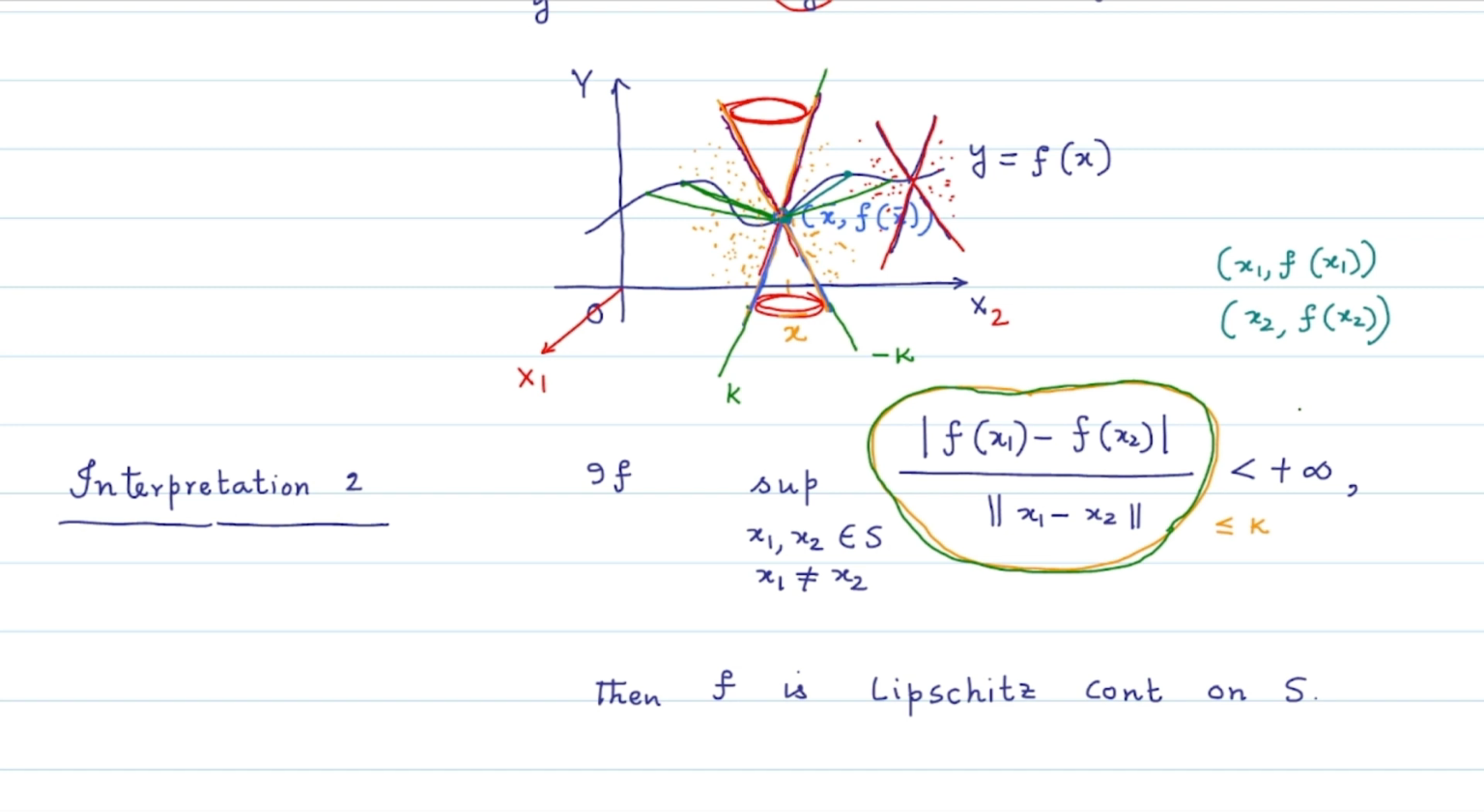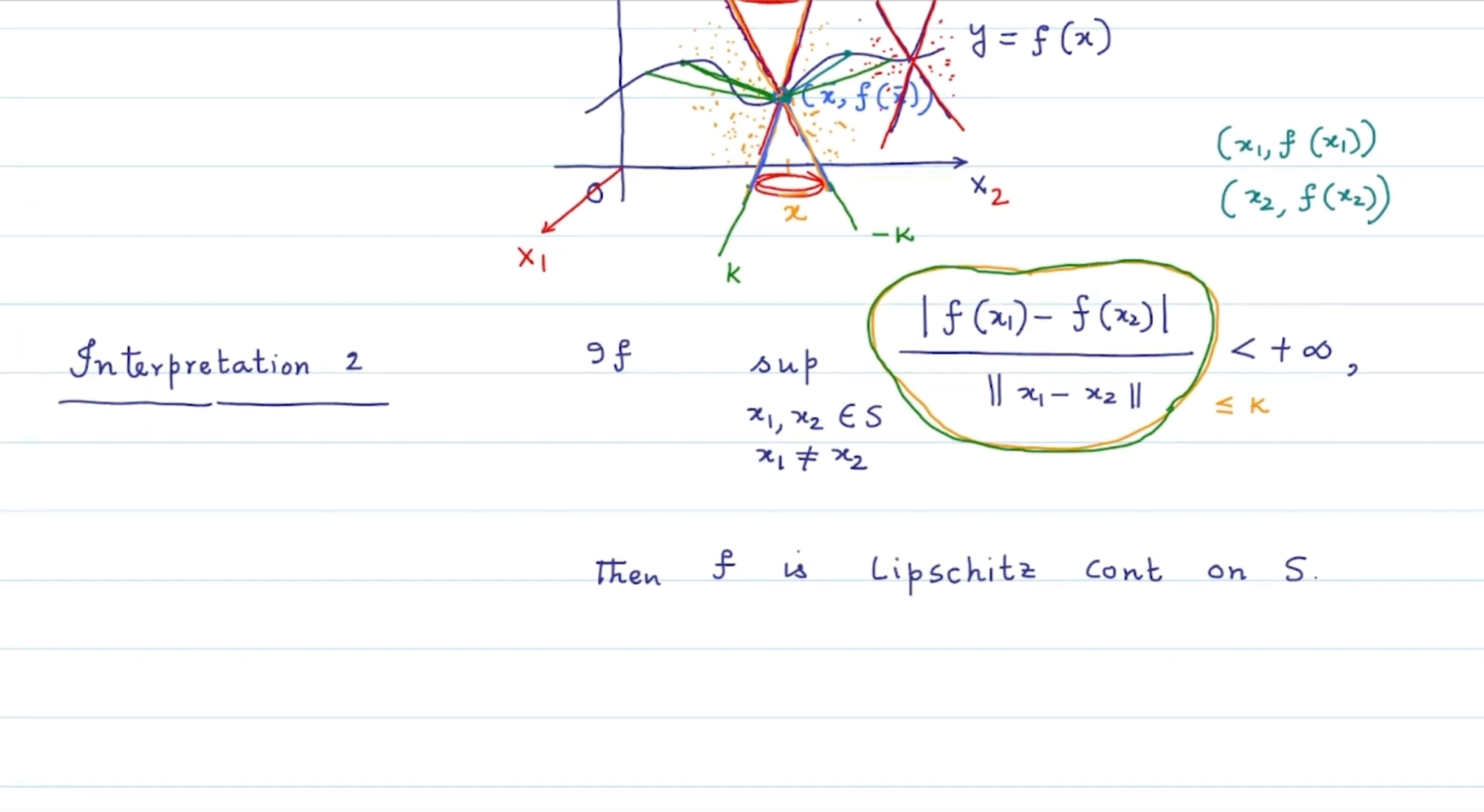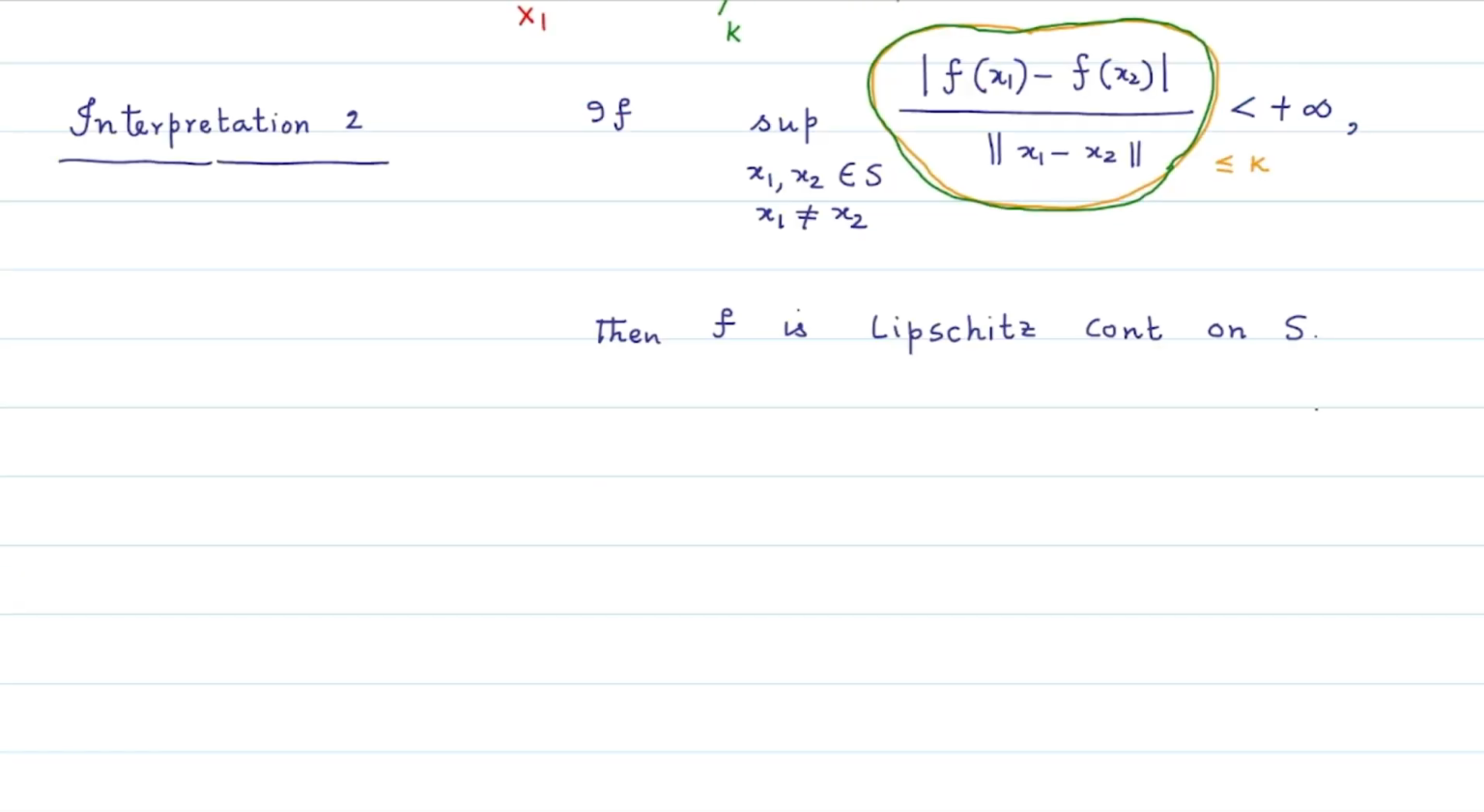Let us now consider a few examples on checking Lipschitz continuity of the given expressions as follows. Let us consider the function, say f(x) is equal to x squared, on the set capital S, say the closed and bounded interval 0 to 1. Let us try to check whether this function f is a Lipschitz function on the set capital S.